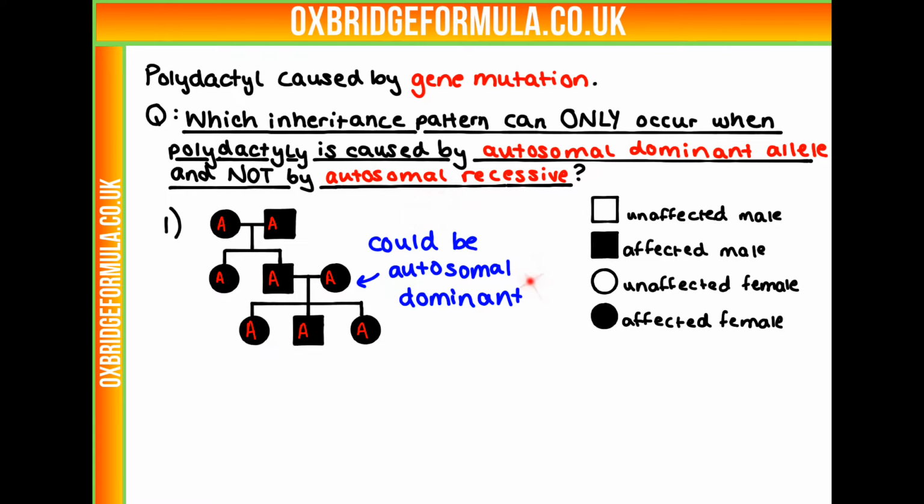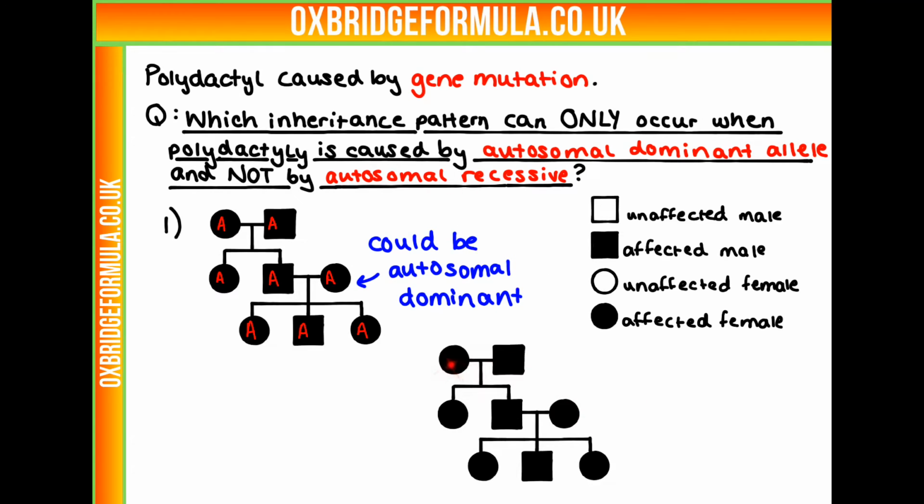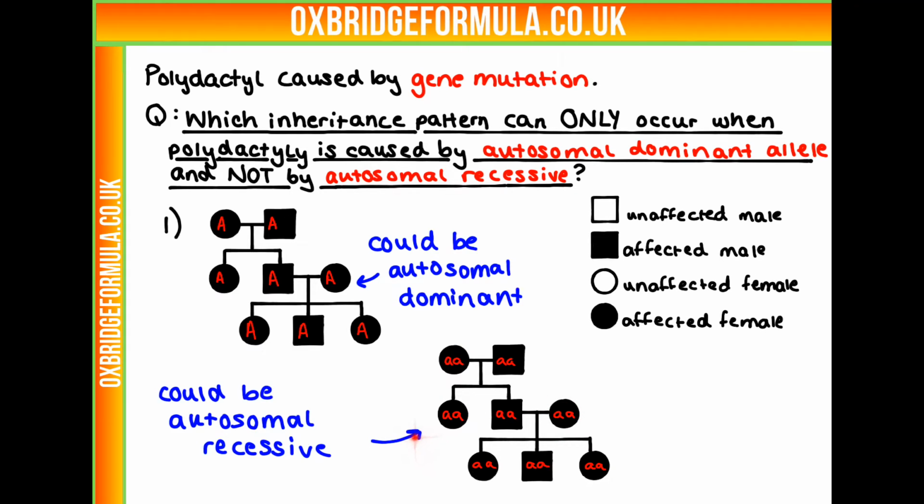But could it be autosomal recessive? Well, in this case, for them all to be affected, they'd all need to have the homozygous recessive genotype. And again, we can see that this inheritance pattern could work. All of the offspring would need to inherit one recessive allele from each parent, and because they have nothing but recessive alleles, that's always going to happen. So this could also be autosomal recessive, and therefore it's not the inheritance pattern we're looking for.